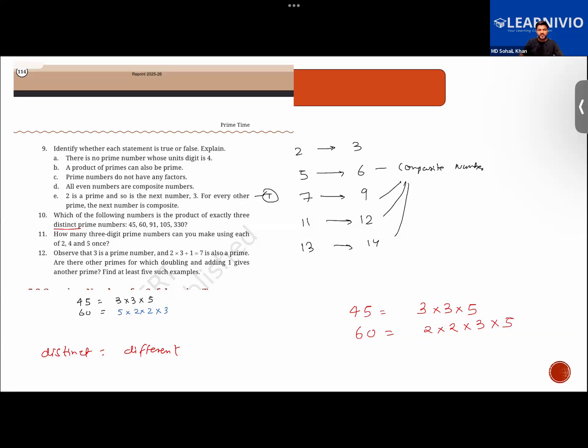Okay, this question you are finding difficult. Okay, hold on. Yeah, Nafis, in 105 there are 3 distinct prime numbers. What are those three different prime numbers? 3 and 5 and 7. Very good. 3 fives are 15 and 15 sevens are 105. So there you go, you have the answer.